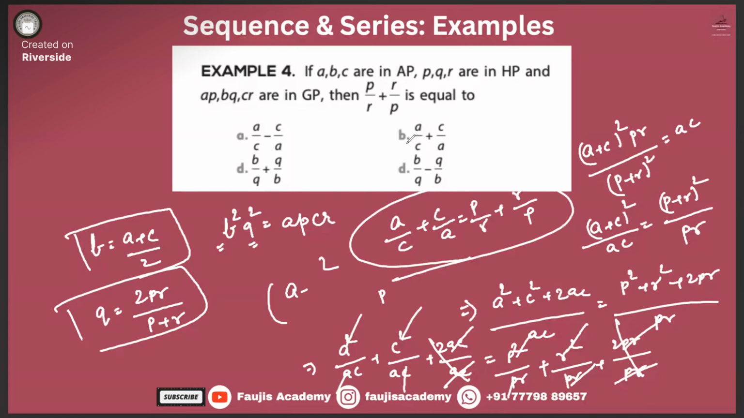What is the answer, guys? A by C plus C by A. Which option is the correct one? Which option is the correct one, guys? Option B, sir. A by C plus C by A. Yeah.